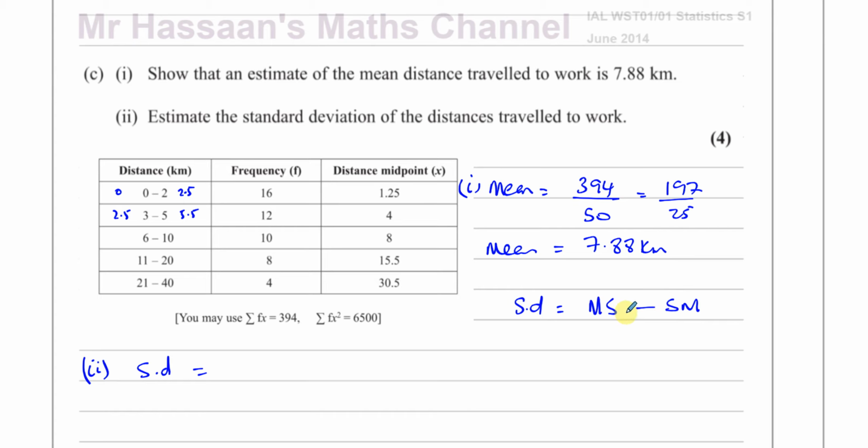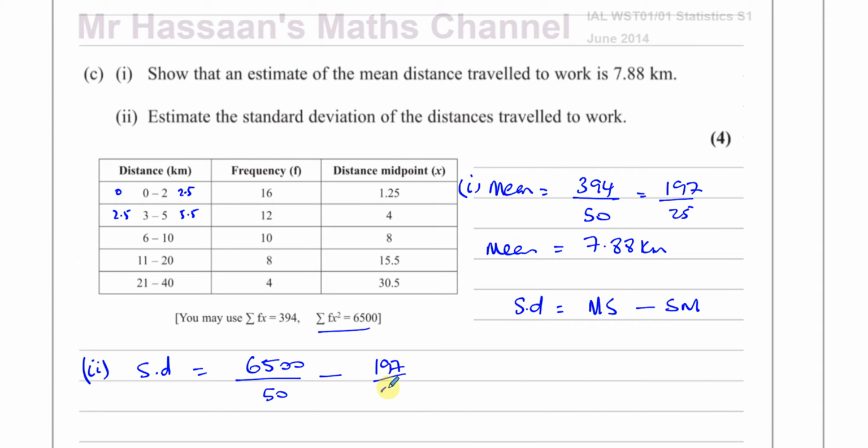Now the mean of the squares means that you add together the square of each of the entries and then divide by the number of entries. So here the mean of the squares would be 16 times 1.25 squared, plus 12 times 4 squared, plus 10 times 8 squared, and so on. Add all those together and divide by 50. Well, they've already given us f times x squared and the sum of them all. So that's the mean of the squares part, which is 6,500 divided by the number of entries, minus the square of the mean, which is the square of this number, what we found earlier.